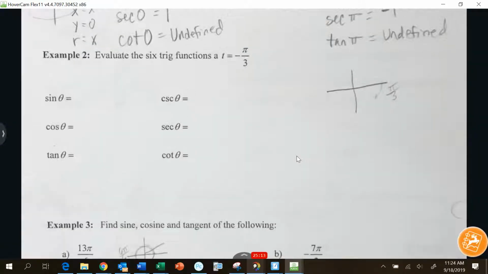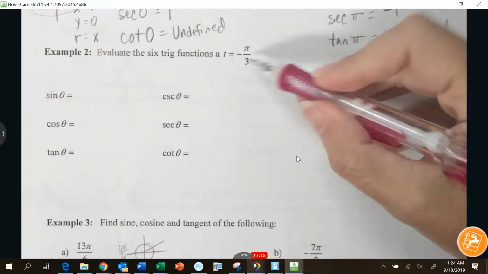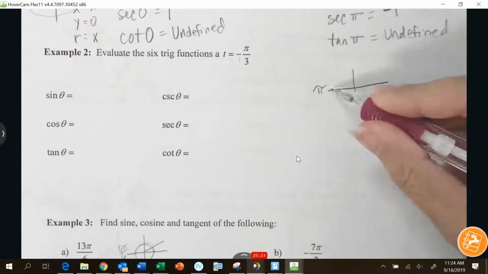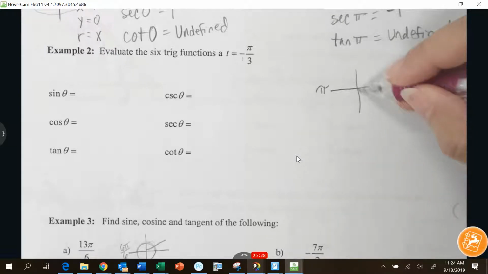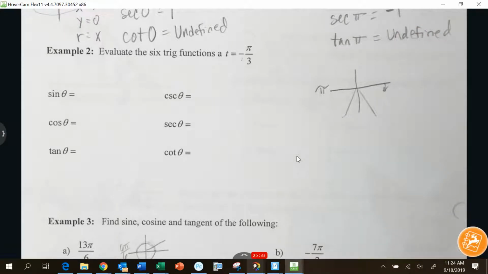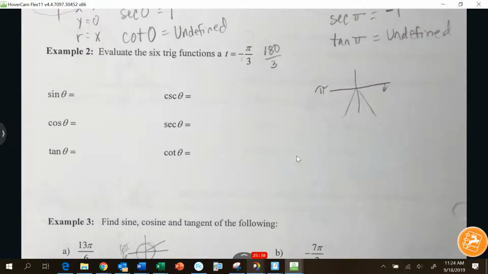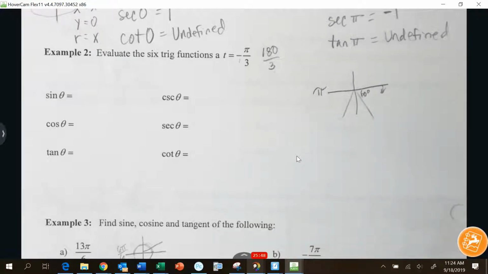Okay, so with this first one, again, what I do is I say, well, it's negative, and over here's pi, or this could be negative pi if I'm going the other direction. I still divide it into 3 equal sections because it says divide by 3. I'm just going the other direction. And I always convert that in my head to degrees. So 180 divided by 3 is how many degrees? 60. So I know that this is going to be a 60-degree angle. We're only doing one of them.